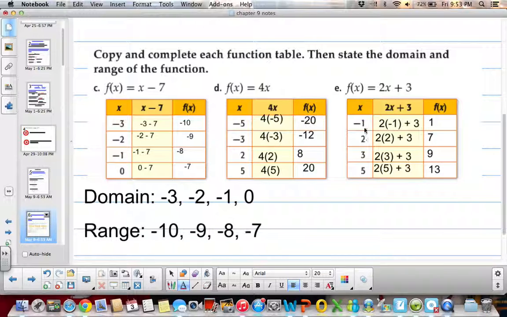Notice how our domain numbers are not in a row, or not in order. They're kind of random. So our y values, or our f of x output values, are kind of random as well. So we have domain is -1, 2, 3, 5. Range is 1, 7, 9, 13.